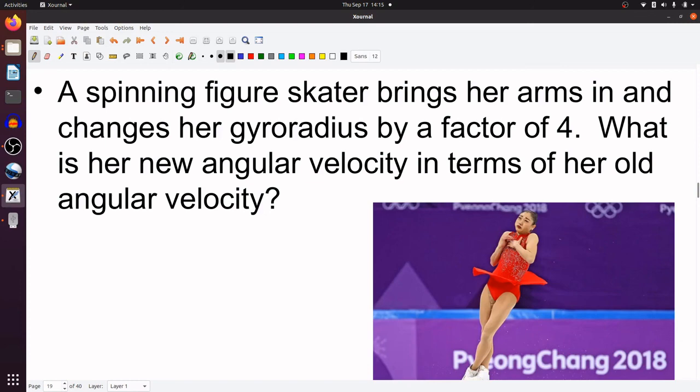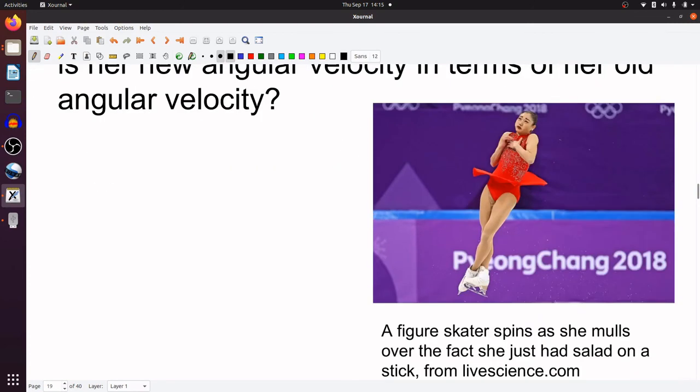So not a lot of information here. And she has a funny look on her face, but that's because she just ate salad on a stick. And I'd have a funny look on my face if I'm eating salad on a stick. At least it's got bacon. And it really does help with the bacon.